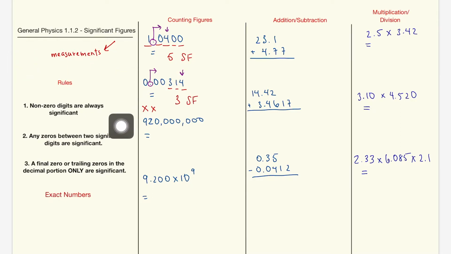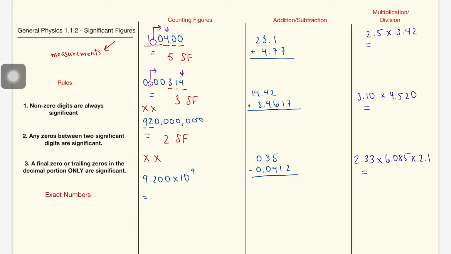The next problem is a very large number, 920 million. 3 rules again. Non-zero digits are always significant, so that is the 9 and the 2. Second rule, any zeros between them are also significant. There are none between them, so we can skip that rule. And lastly, any trailing zeros in the decimal portion. Since there is no decimal, we can also skip this rule. That leaves us with 2 significant figures.